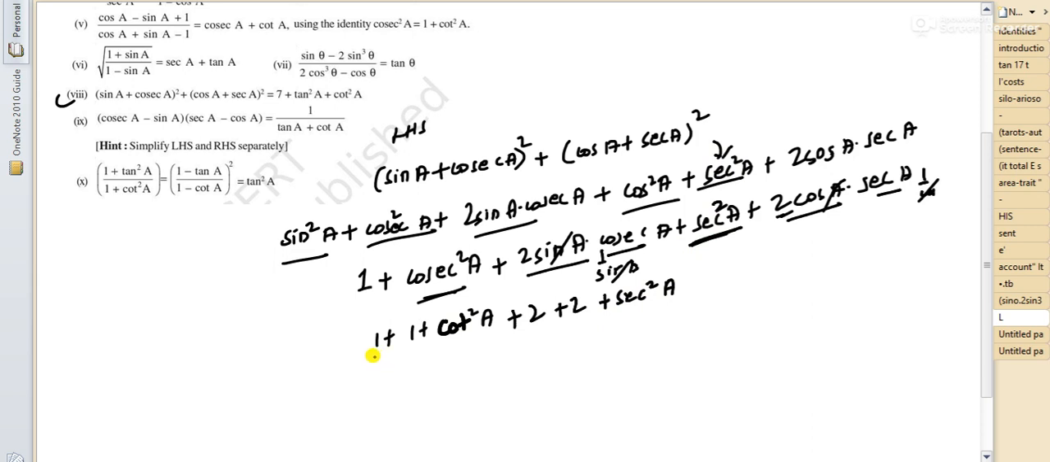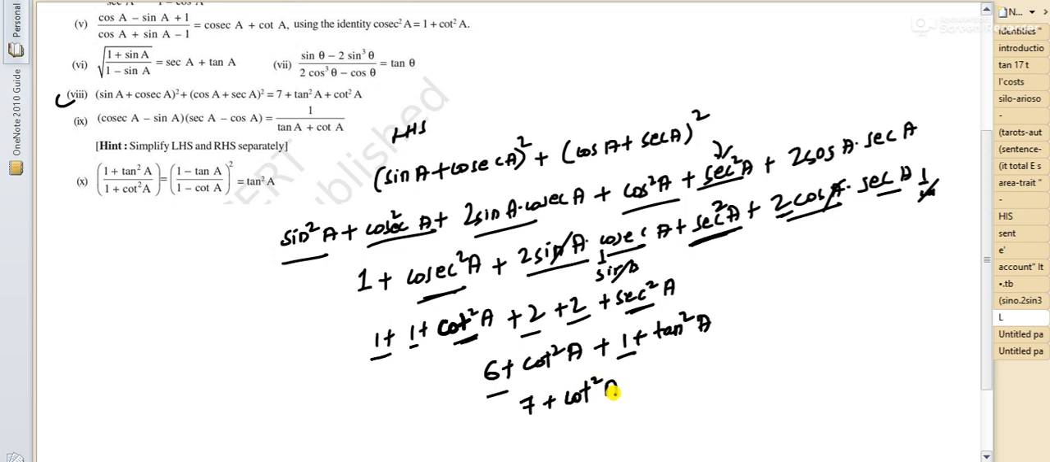Now here if you say 1 plus 1 is 2, 2 plus 2 is 4, 4 plus 2 is 6, plus what is this? Cot square a. Now again sec, what can I write this as? Yes, I can write this as 1 plus tan square a, correct? So now 1 plus 6 is how much? 7 plus the left is cot square a plus tan square a, which is equal to RHS.